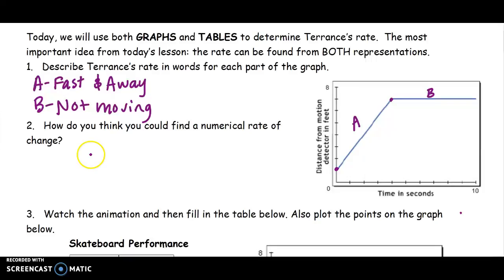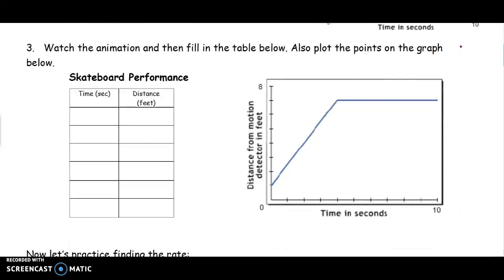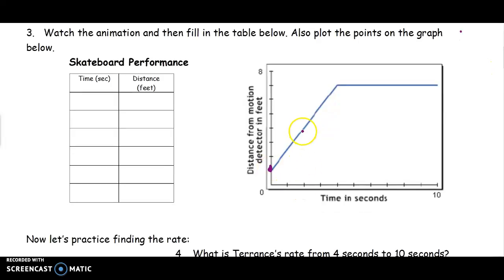When we find our numerical rate of change, all we're going to do is count. I'm going to give you a few points on that same graph we just talked about, and I'm going to tell you they're approximate. Here is what the table would look like. Your first point is (0, 1), which means he started 1 foot away from the motion detector. Then we have (2, 4), (4, 7), (6, 7), (8, 7), and (10, 7). Those are all the points on that graph.